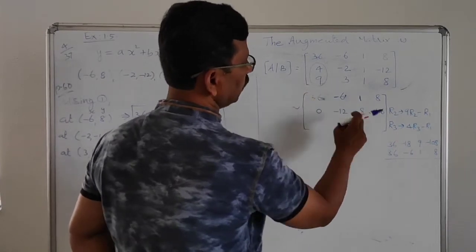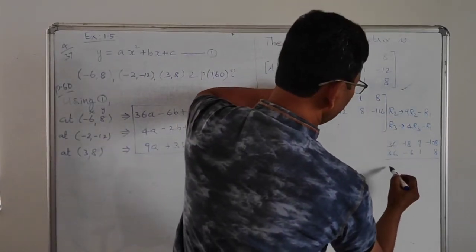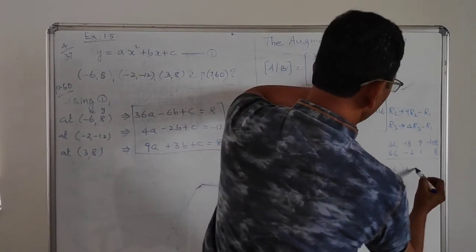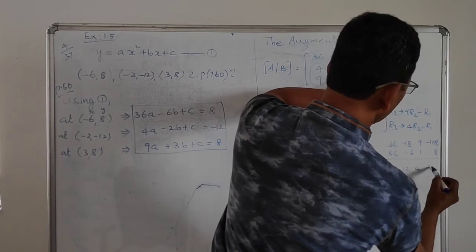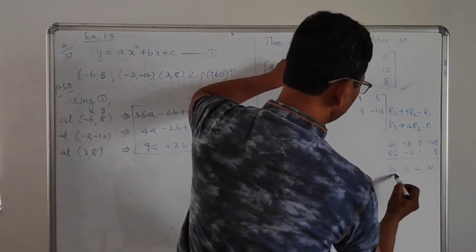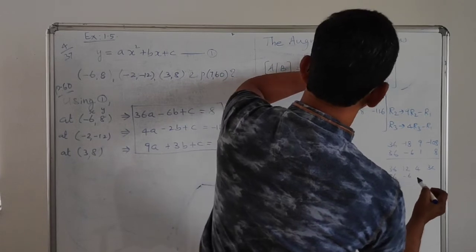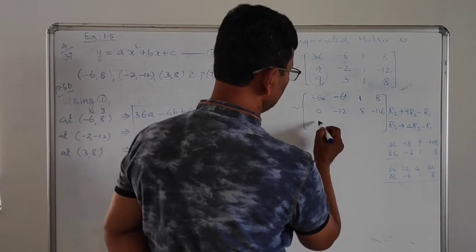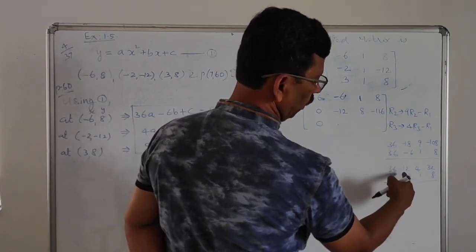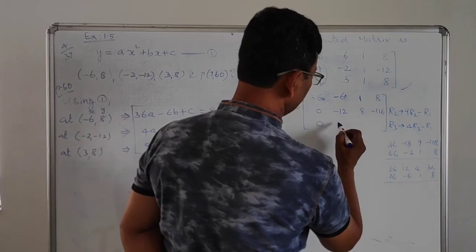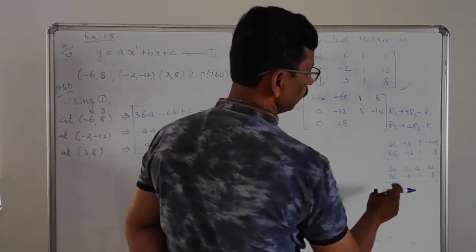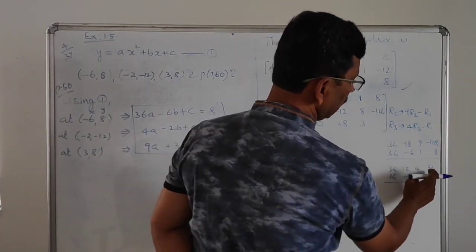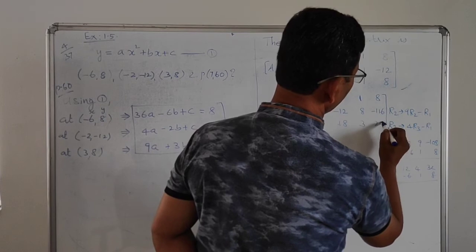Next, you can go for this one. First, you have to multiply this by 4. You can write 4 9s are 36, 4 3s are 12, 4 into 1 gives 4, 4 8s are 32. Then you write this one: 36, then minus 6, then 1, 8. Then if you subtract, 36 minus 36 gives 0. 12 minus of minus 6 gives plus 6, you can get 18. Then 4 minus 1 gives 3. Then 32 minus 8 gives 24.